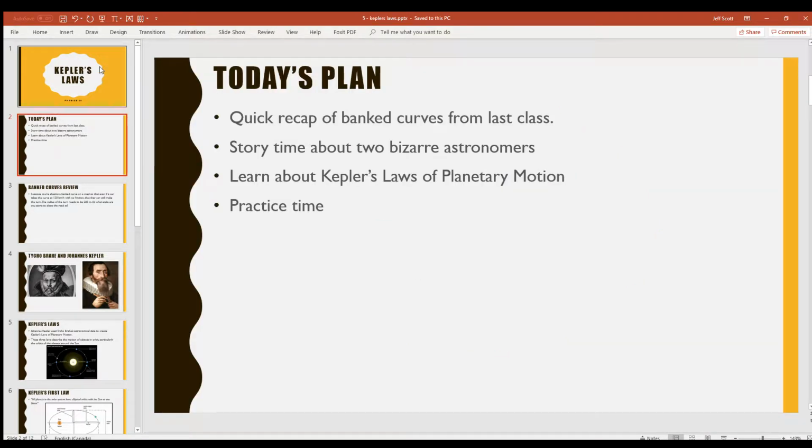First things first, here's today's plan. We're going to talk really quickly about bank curves from last class. I'll explain how to do those again. I'll give you a little bit of a story time about two really bizarre astronomers to kind of lay the groundwork for what we're going to do today. We're going to learn about Kepler's laws of planetary motion, just like Newton's laws. There's 3 of them, so we'll talk about each one. And then we'll have some practice time.